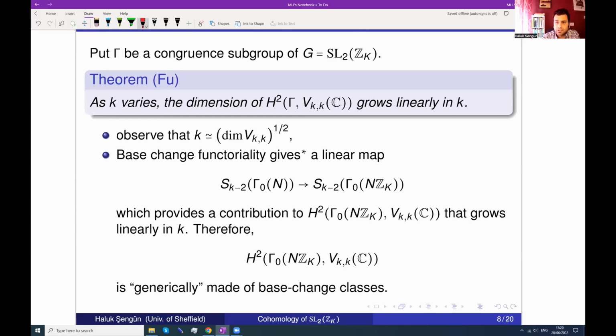So again, G is my Bianchi group. I'm fixing a congruent subgroup, and I'm taking my coefficient system. Remember, these are the irreducible representations of SL2C as a real Lie group. So these are homogeneous polynomials in 2 variables of degree k. I'm tensoring that with another copy.